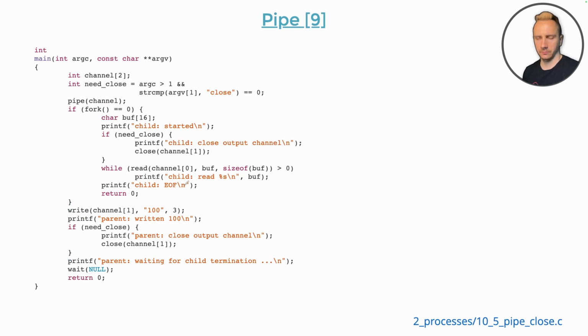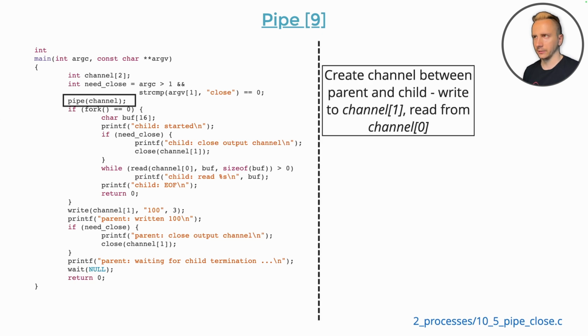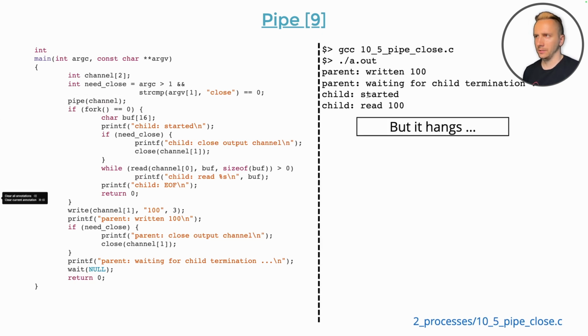This is very simple, right? We would expect that this value is delivered to the child, then child terminates, and then parent waits for the child to terminate and exits. But the program will hang. Let's see. We see that the child was started. It read 100 bytes, like 100 message, and then it hangs. Nothing happens. The child doesn't terminate, and the parent still waits for the child to end.